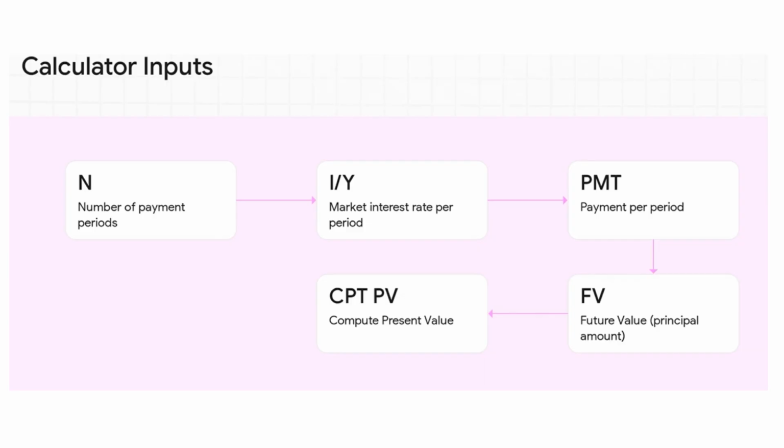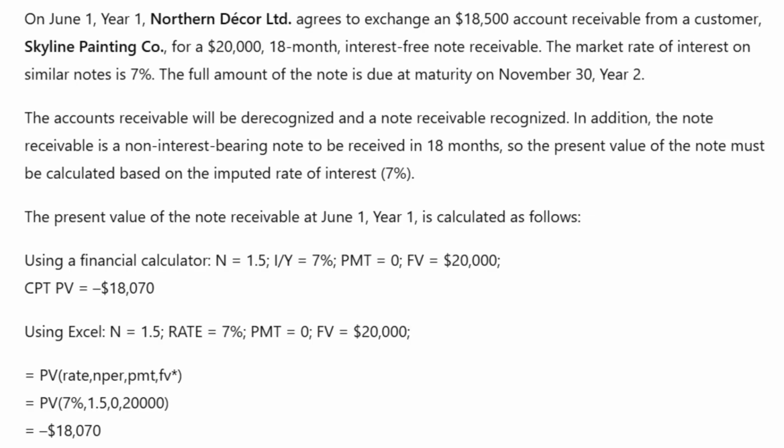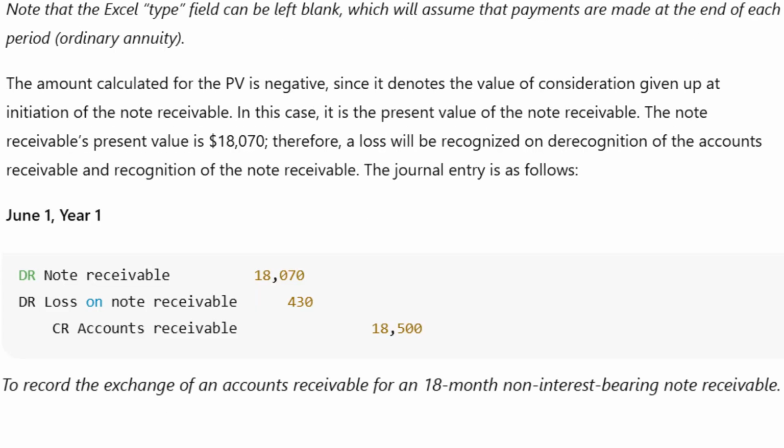Let's walk through a classic example, a non-interest-bearing note. The stated rate is 0, but the market expects to earn 7%. Look at our inputs. We got a present value of $18,070, and the $430 difference is an immediate loss. So that's day 1. The note is officially on our books.